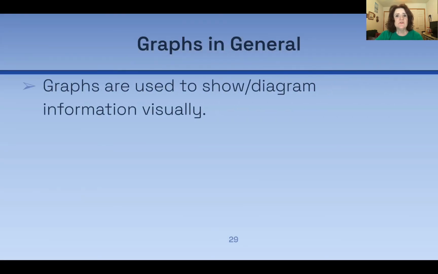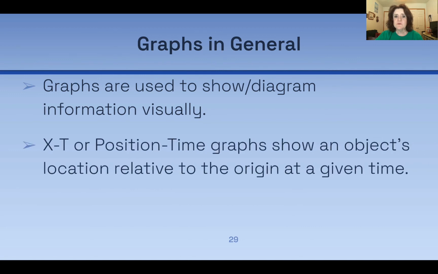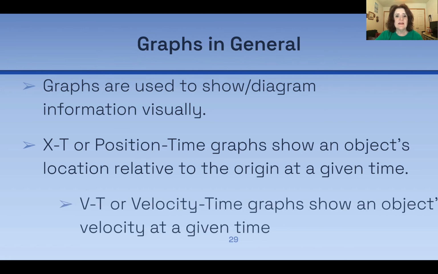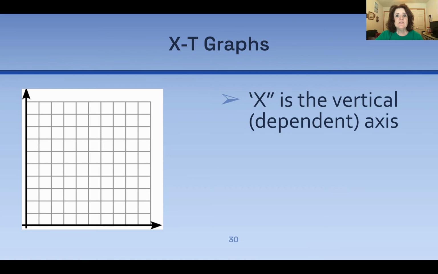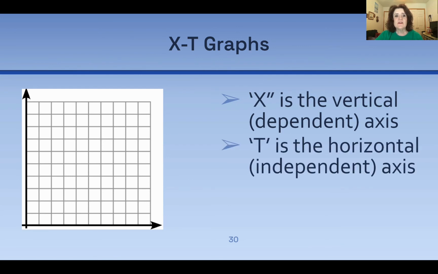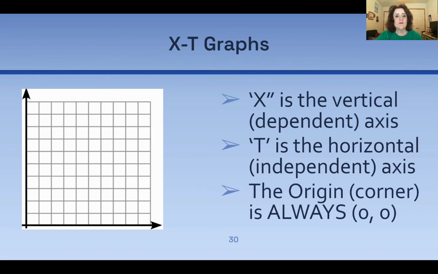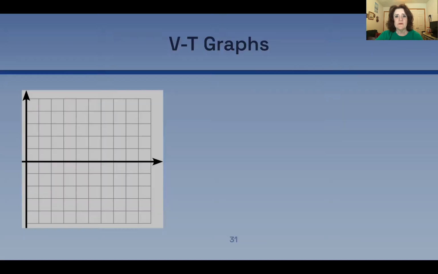Graphs in general, they're used to show or diagram information visually. XT is a position time graph, shows the object's location relative to the origin at any given time. The VT or velocity time graph shows the velocity at any given time. And when you put the two of them together, you can look at both position and velocity. So XT graphs, X is the vertical dependent axis, T is the horizontal independent axis, and the origin, the corner, is always going to be 0, 0. There are no breaks here, so a scale is important.